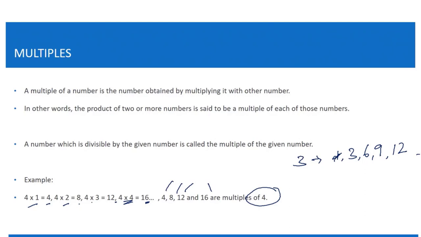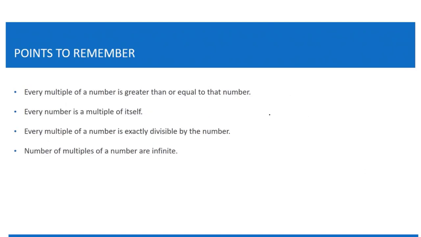Here you need to remember some points. First thing, every multiple of a number is greater than or equal to that number. Second point, every number is a multiple of itself, right? Suppose you take 3, it is a multiple of itself. Now every multiple of a number is exactly divisible by that number. Say for example, multiples of 3: 3, 6, 9, 12. So these 6, 9, 12 are divisible by 3.